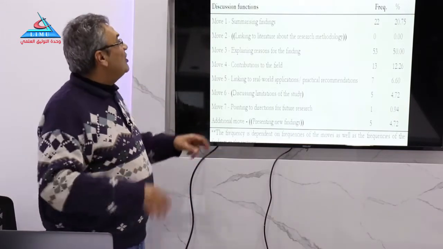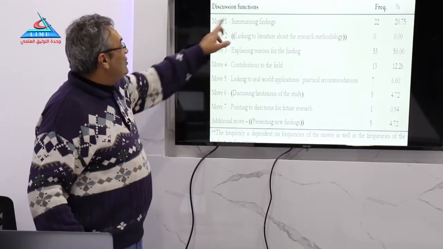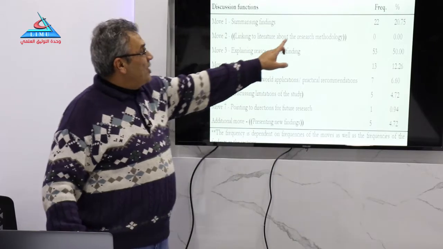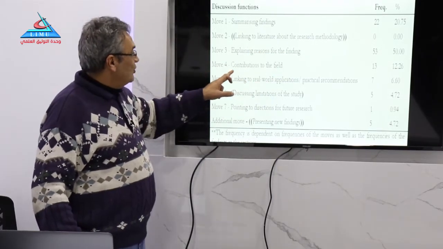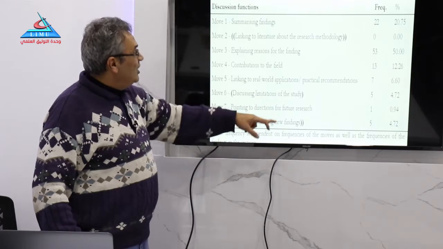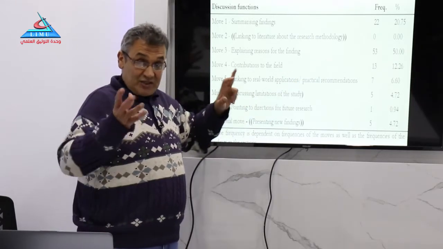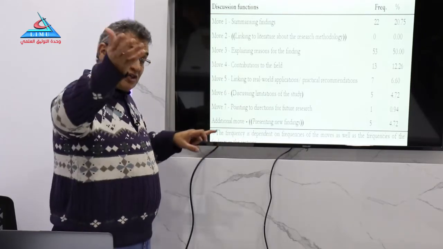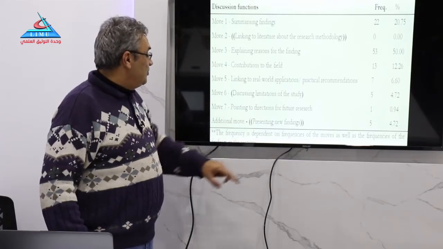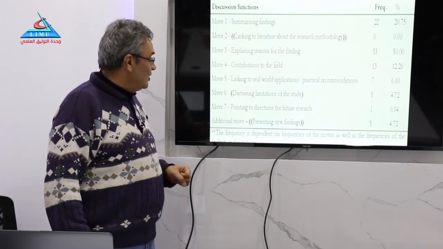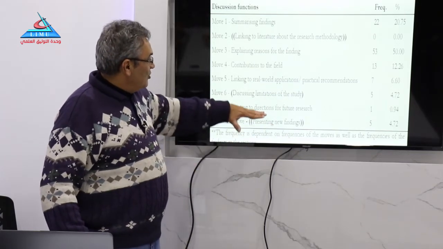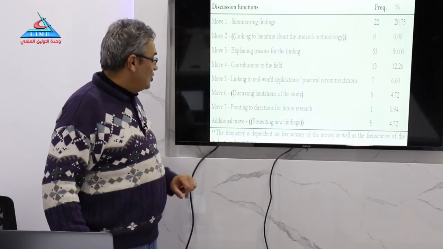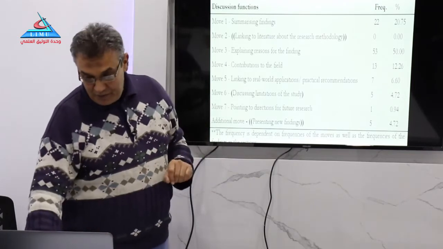Again, we are still on the structure in another way: summarize the finding, linking to the literature about the research methodology, explaining the reason for the finding, contribution to the field, linking to the application now, what is the implication of it, discuss the limitation, point direction for future research, so the recommendation, and presenting if there are new findings. I'm going to stop here and I'm going to see, right here, the conclusion of your work.